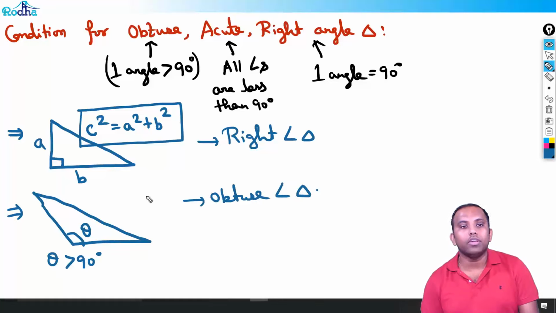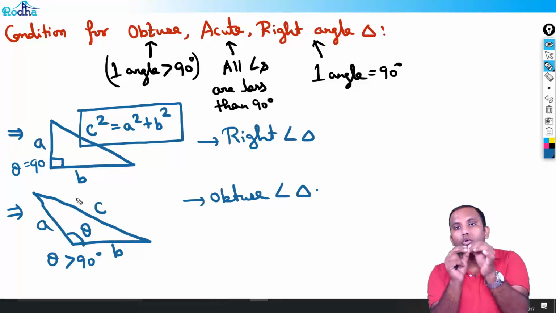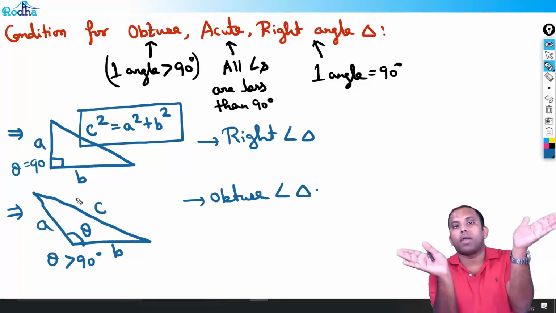Now see what the condition is here. When this theta was exactly equal to 90, let this side be C, this side be A, this side be B, right? Then C square was absolutely equal to A square plus B square. But when theta is increased, that is, more than 90 degrees, this side will expand.